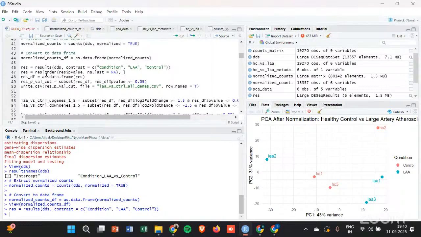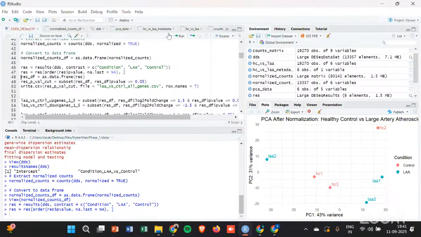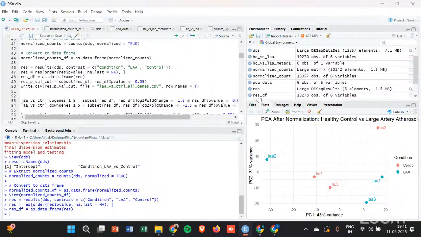Now within the results object, I will order it based on p-value. You can skip this part if you want, it does not really matter, but ideally you should, if you want clean looking results. Here I'm ordering it based on p-value, and I am also removing any NA values. Once I have done that, I will convert it to a data frame so that I can view it in my viewer here. To convert it, you have to run as.data.frame on the res object. If I do that, I should have the res df here.